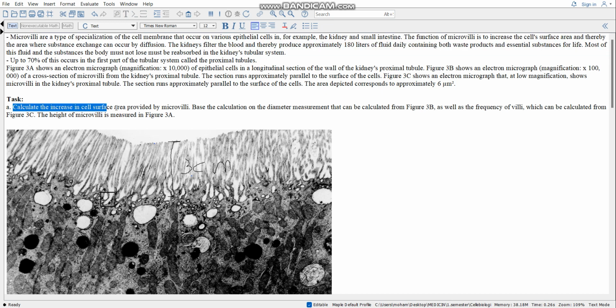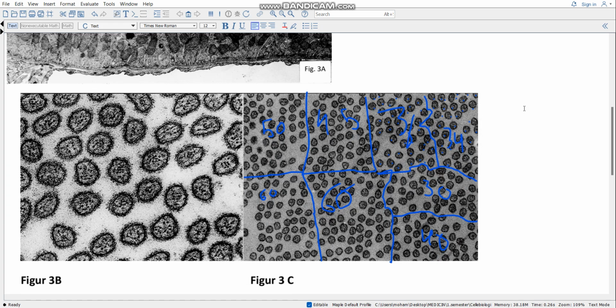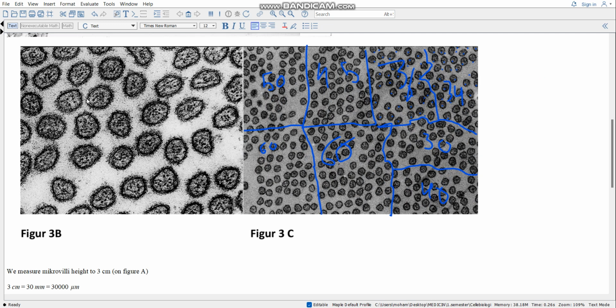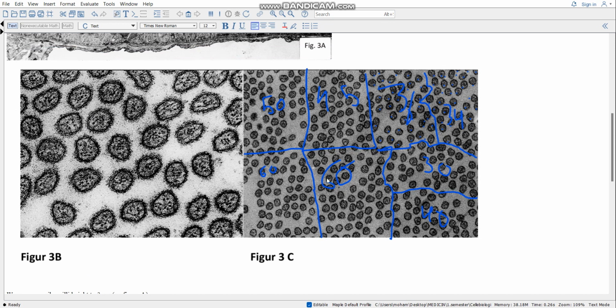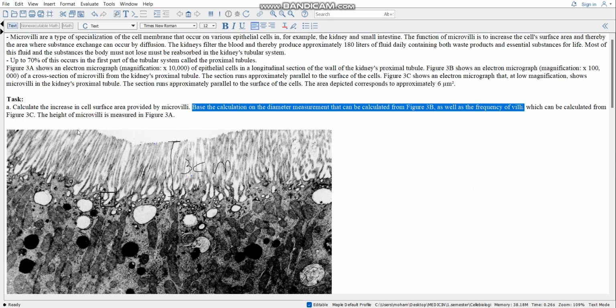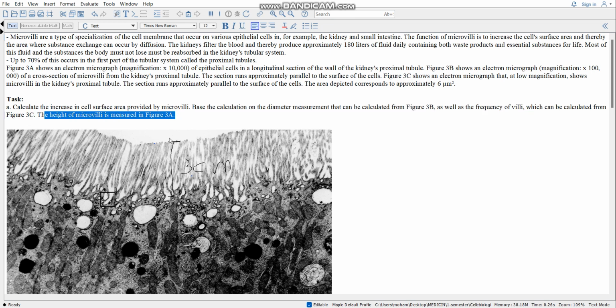So to calculate the increase in cell surface area provided by microvilli, we need to base the calculation on the diameter measurement that can be calculated from figure 3b as well as the frequency of villi. So here we have figure 3b. We need to calculate the diameter from figure 3b, and the frequency in figure 3c I've counted to be 355. So there are 355 microvilli. And then lastly, the height of microvilli is measured in figure 3a, excuse me, to be approximately 3 centimeters.